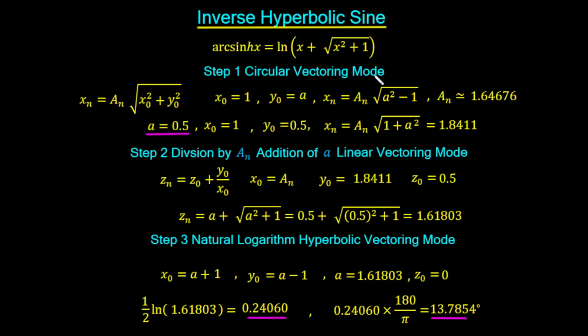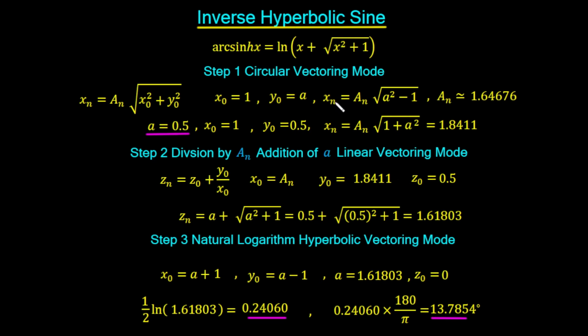Now in the circular vectoring mode, the output xn is equal to an, the square root of x0 squared plus y0 squared. So this gives us a way of generating this x squared plus 1. We can set x0 equal to 1. The y0 can be set to our input. In this instance, the input we're going to use is 0.5. So what we're trying to do is find the inverse hyperbolic sine of 0.5.